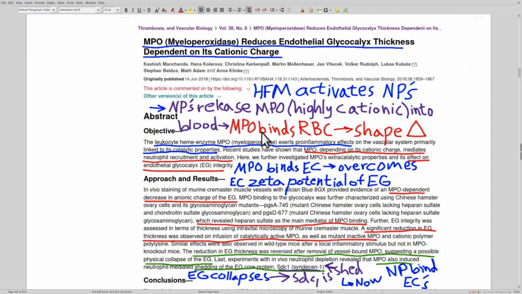If you ingest a high-fat meal, you'll get the release of myeloperoxidase, abbreviated MPO: myeloperoxidase, peroxidase, oxidase with the O, so that's MPO. A high-fat meal activates neutrophils, then the neutrophils release MPO, which is highly cationic, meaning very positively charged, into the blood. The MPO binds to red blood cells and can cause their shape change. The MPO also can bind to endothelial cells, and it will overcome their endothelial cell zeta potential.